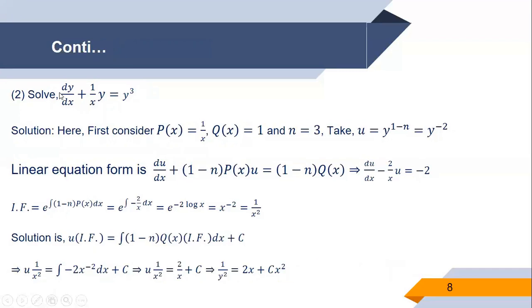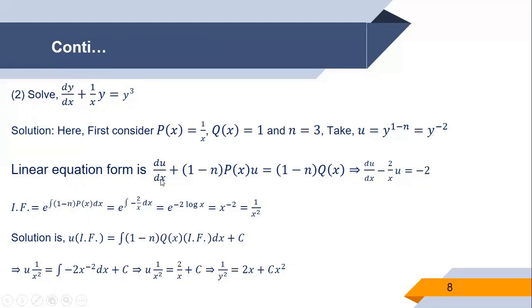Now we discuss the next example, dy by dx plus 1 upon x into y is equal to y cube. Here in the right hand side the power of y is not equal to 0, not equal to 1, so obviously this equation is a Bernoulli equation. So we compare with the standard form, then we get p of x is 1 by x, q of x is 1, and n is 3. So the substitution u is equal to y raised to 1 minus n. Therefore y raised to 1 minus 3 is minus 2. So u is equal to y raised to minus 2.